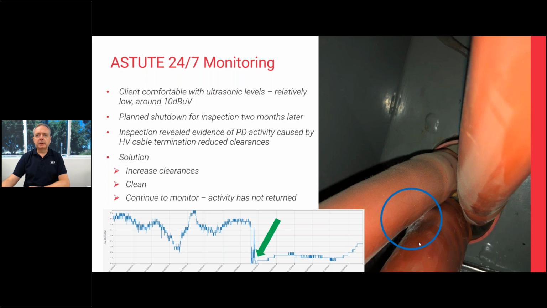So in order to prevent that, it was a case in this instance of just cleaning and increasing the clearances, taking the clearances until it was adequate, and then we've continued to monitor since that remedial work. So quite a simple fix in this instance, and the discharge activity has gone and it has not returned since. So that monitor has enabled very quick intervention and a much easier, simpler fix.